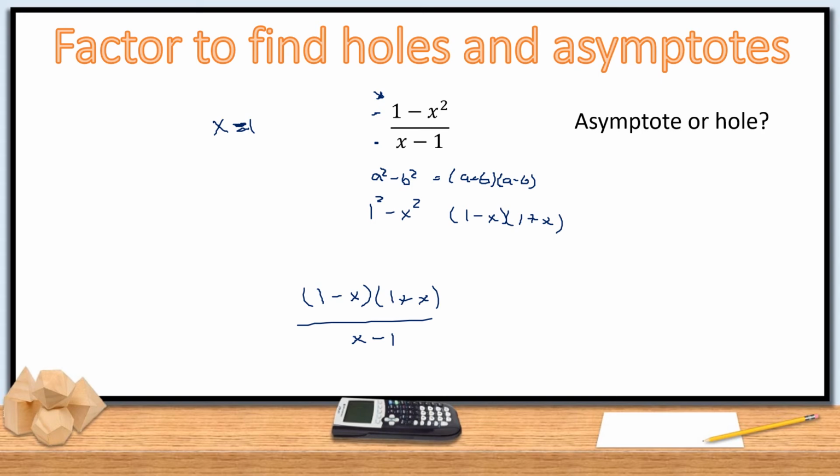Now, it doesn't match anything perfectly at the moment. However, what would happen to this first one if I also factored out a -1? If I said -1 is my greatest common factor, I would have -1 taken out. That would leave me with -1 plus x times 1 plus x all over x minus 1. And -1 plus x is the exact same thing as x minus 1.